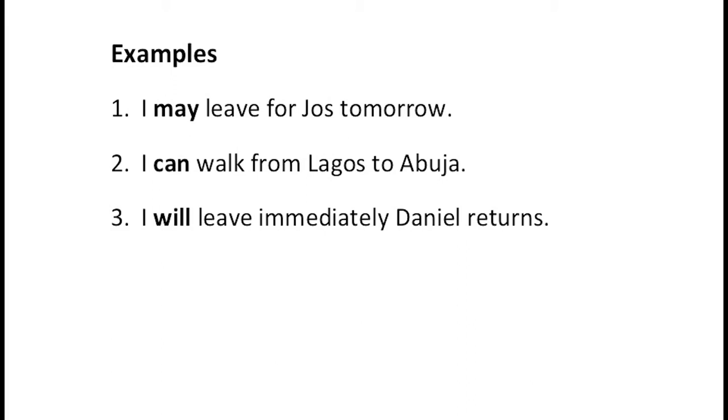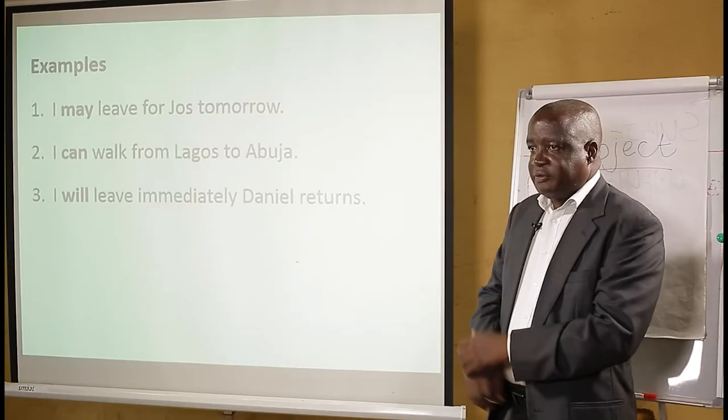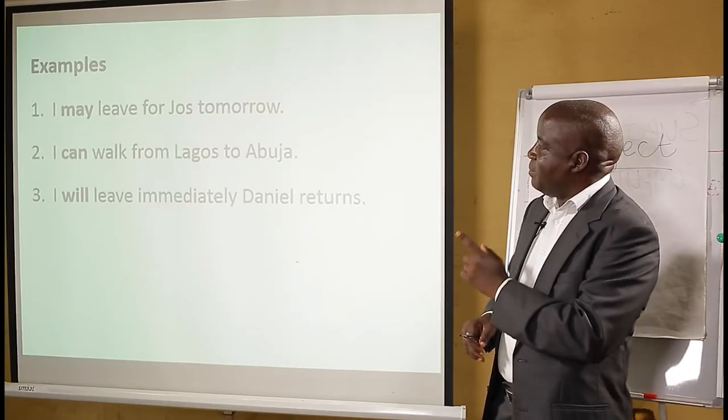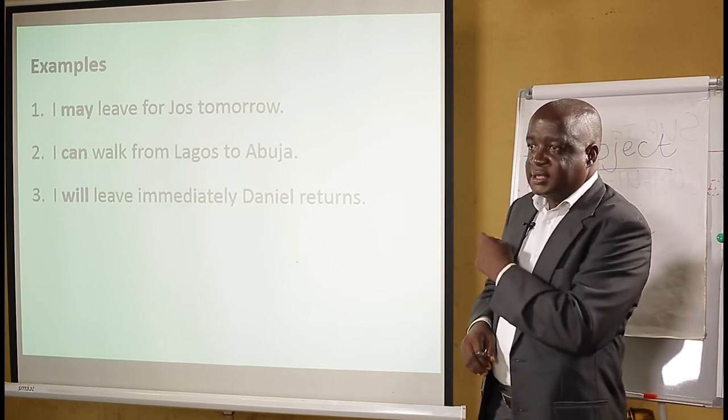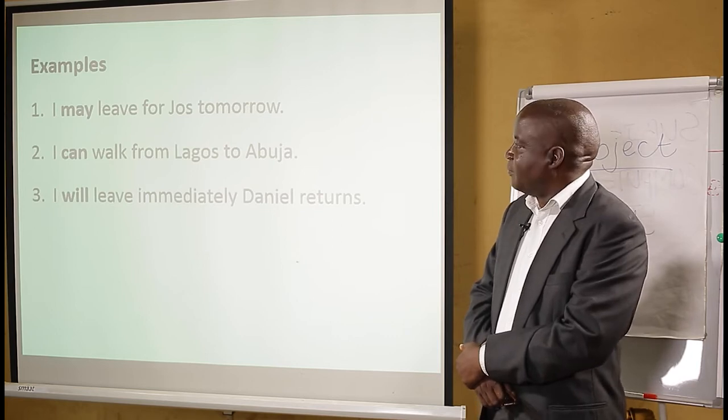Examples: I may leave for Jos tomorrow. May is highlighted. I can walk from Lagos to Abuja. Can is highlighted. I will leave immediately Daniel returns. Will is highlighted. If you notice, you will find that may, can, will, without them, the sentence also will not make sense.